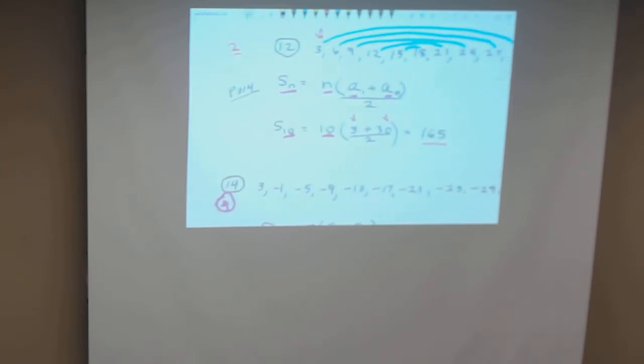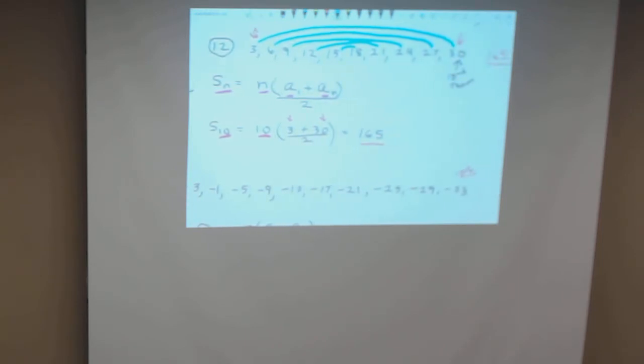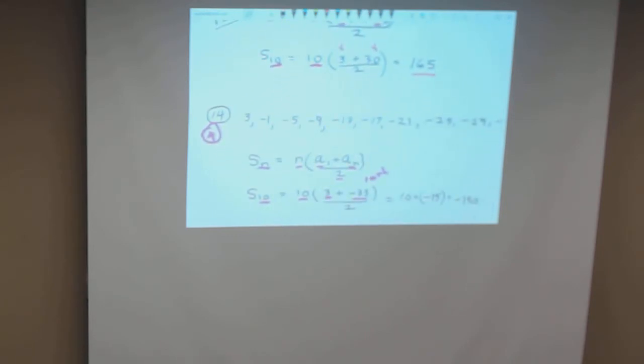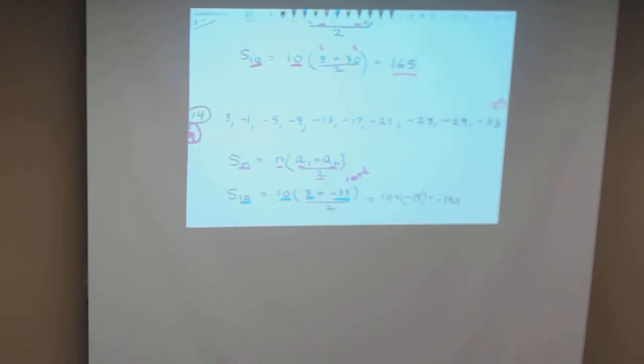Number 14, which was number 4. And it was 3, -1, -5, -9, up to -33. So what's your choice? Add them all up with a calculator or use the formula? On the count of 3, say formula or add them. 1, 2, 3. Formula. Did I hear formula? All right, let's do the formula. S sub 10 is 10 times the first term plus the 10th term, divided by 2. So that's 3 plus -33, which would be -30.